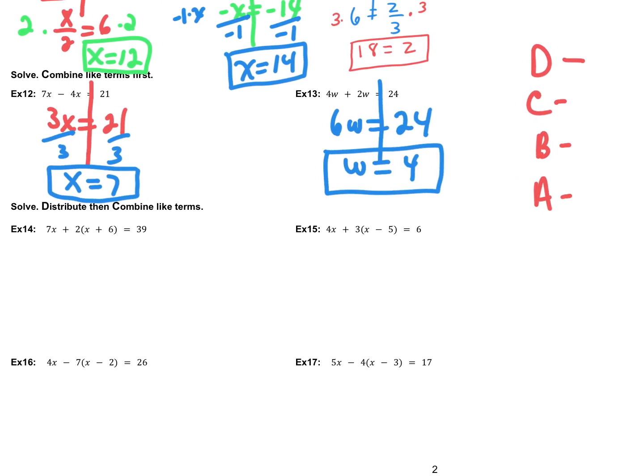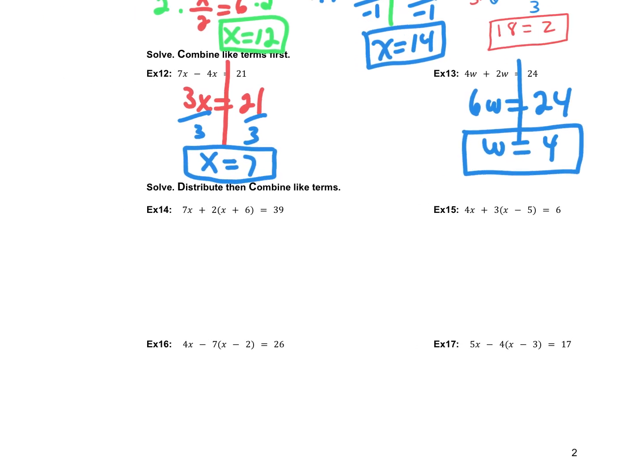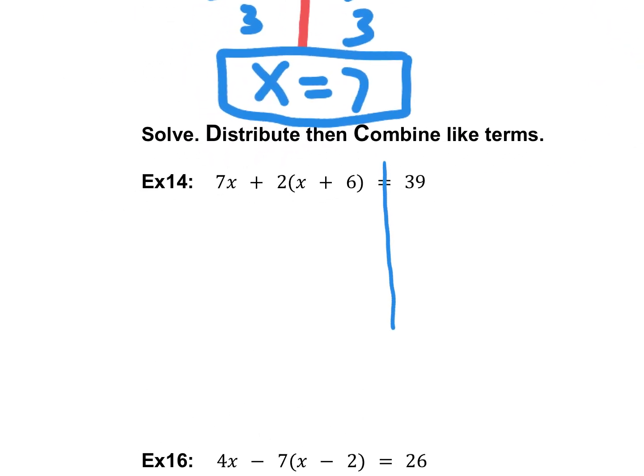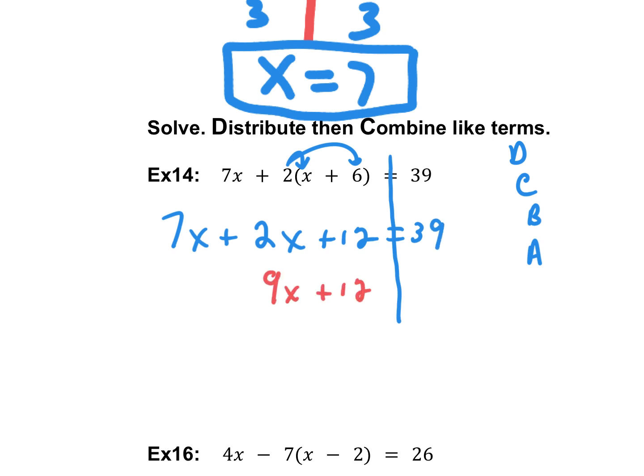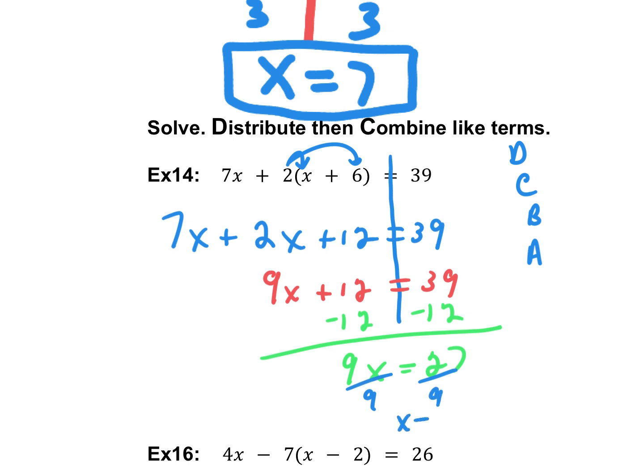All right, then these ones, we're going to look for the distributive property, combining like terms, balancing it, and then getting an answer. All right, D, C, B, A. Obviously, it's the alphabet backwards. So distribute first. 7x plus 2x plus 12 equals 39. This is 9x plus 12 equals 39. Subtract 12 each side. 9x equals 27. Divide by 9. X is equal to 3.